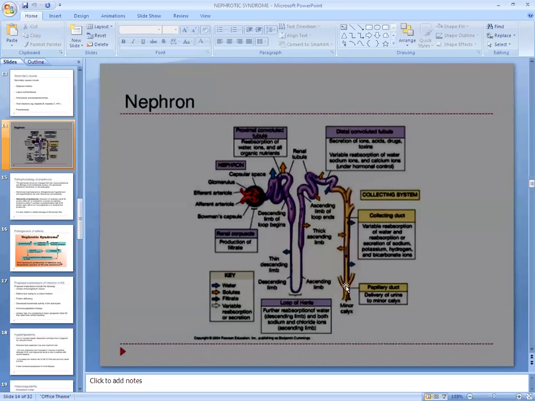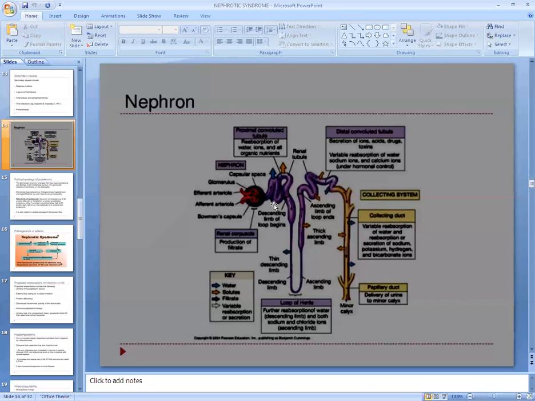Renal papilla opens into calyceal system. Calyceal system ultimately forms renal pelvis. Renal pelvis continues as ureter and ureter opens into urinary bladder. So that is the pathway of urine. So the first urine is formed here and collected in the Bowman space.